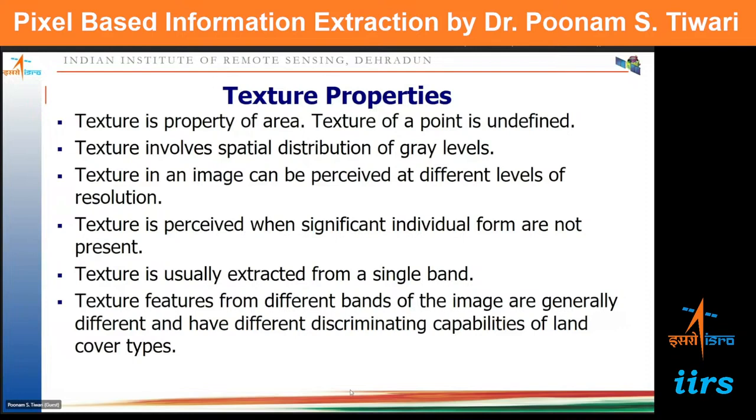Texture is usually extracted from a single band of image. So for every band, we will be calculating texture separately. Texture features from different bands of the image are generally different and have different discriminating capabilities of land cover types. Okay, so we have understood that we have to define the texture based on its surrounding areas. We cannot define the texture of one single point. Texture means how the gray levels or pixel values are spatially distributed, and for every band of the image, the texture would be different.